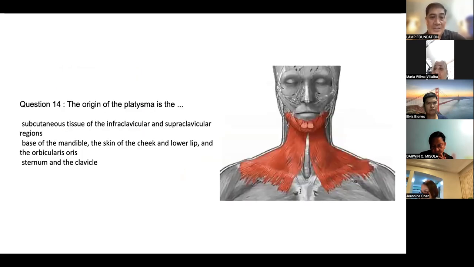The origin of the platysma: subcutaneous tissue of the infraclavicular and supraclavicular region. Okay, the last one, insertion ng buccinator.